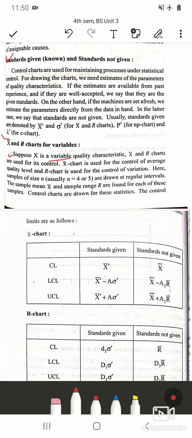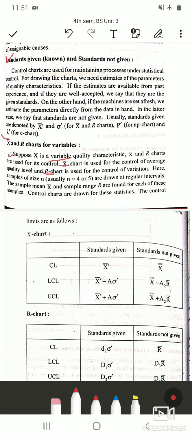Now consider X to be a variable quality characteristic. Then the X bar chart is used for the control of average quality level and the R chart is used for control of variation. What is this R? This is nothing but range. We had seen range is nothing but the highest value minus the lowest value. What is this X bar? It is the average or the mean.